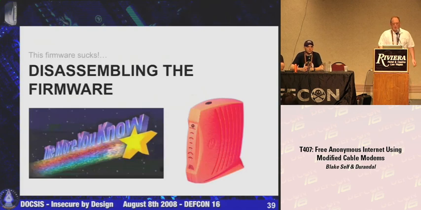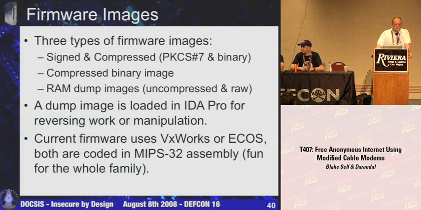All right, next I'm going to talk about disassembling the firmware. Basically, there are three types of firmware: signed, compressed binary images, and RAM dump images. RAM dump images are basically stored in the RAM, the last 4 megabytes. A dump image can be loaded into IDA Pro for reversing or manipulation. And current firmwares use VxWorks or eCos. Both are coded in MIPS. It's really fun.